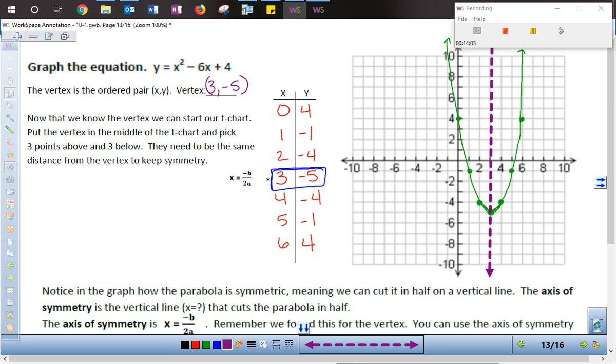If you'll notice, this line goes right through my vertex. That's because the vertex is in the center of the graph. If I were to cut this graph on this line or fold it in half on this line, everything on this side would be the exact same as everything on this side. Now, if I wanted to write the equation of this axis of symmetry, since it's a vertical line, it would be x equals, and since it goes through 3 on my x-axis, it would be positive 3.